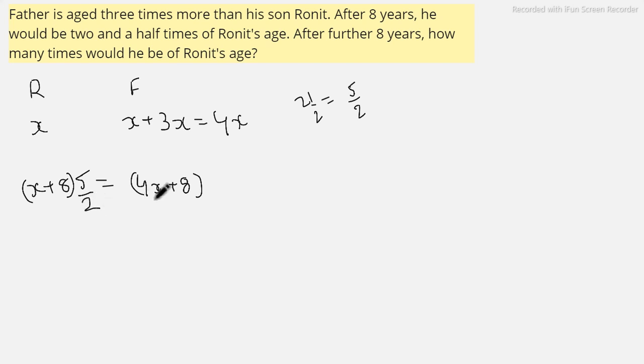Now we just have to solve this equation. So here it will be 5x plus 40 is equal to 8x plus 16. So this will be 3x is equal to 24. So x is equal to 8.